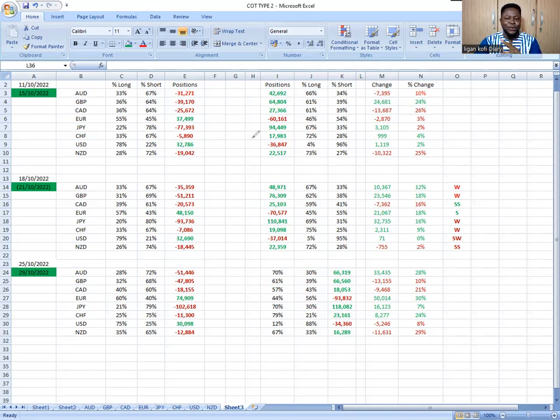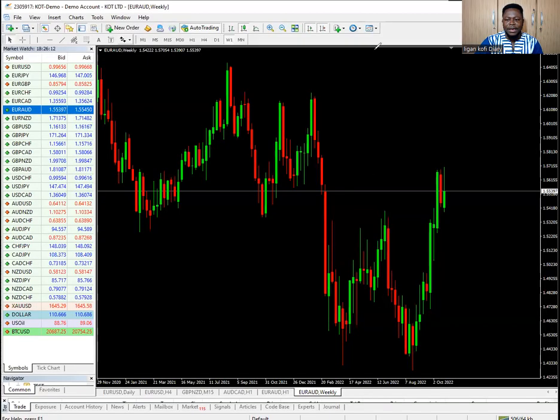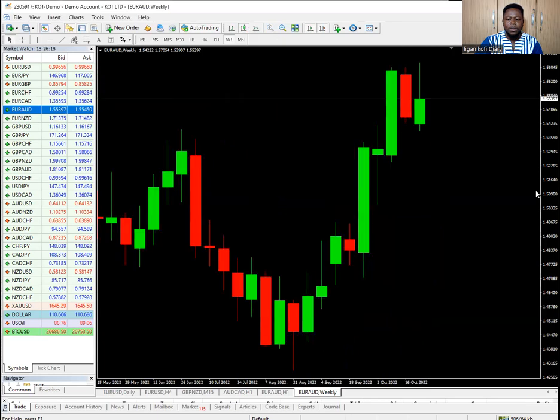With the COT report, I don't want to give you more. I just want to give you two signals. So let's go quickly to the MT4, and then let's see the two signals I can give. So Euro AUD is already here. So maybe let me give you that as our first signal. Okay. Euro AUD.